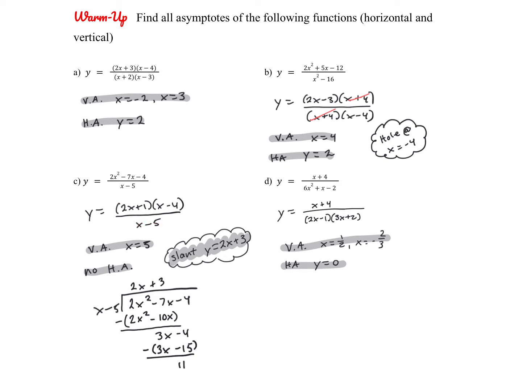And here we don't have a horizontal asymptote, but if you do a little bit of long division, you can find that there's a slant asymptote at y equals 2x plus 3. And then last here, factor the denominator to help you find the vertical asymptotes at x equals 1/2 and -2/3. And then in this case, the horizontal asymptote is at y equals 0.